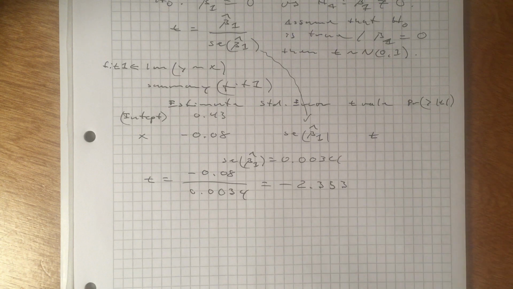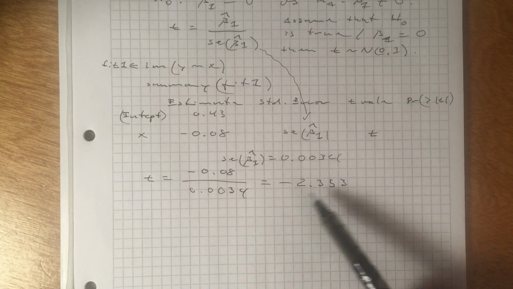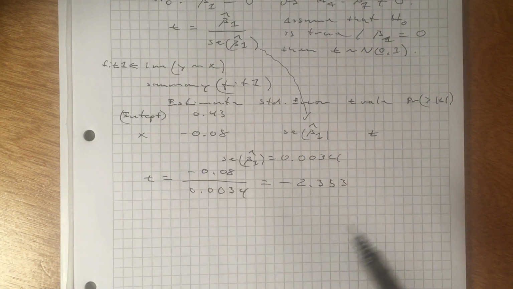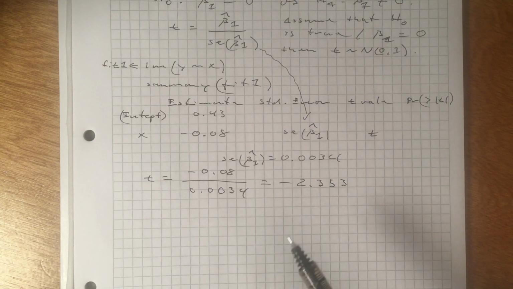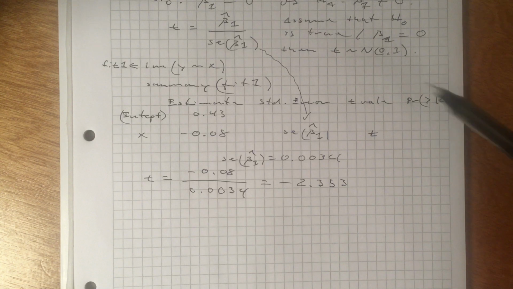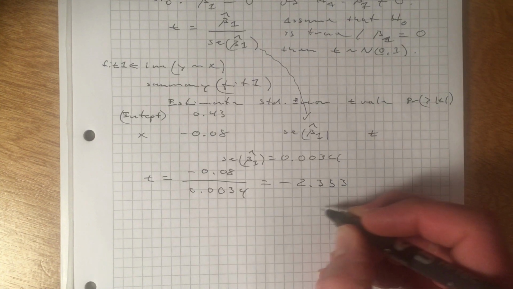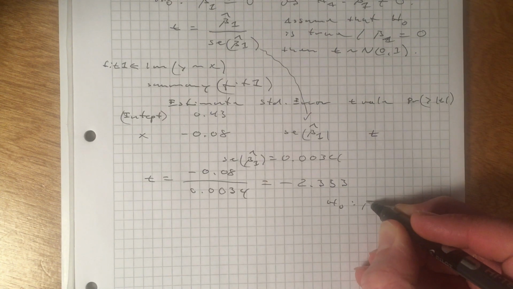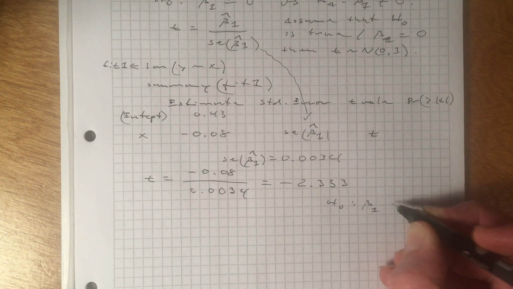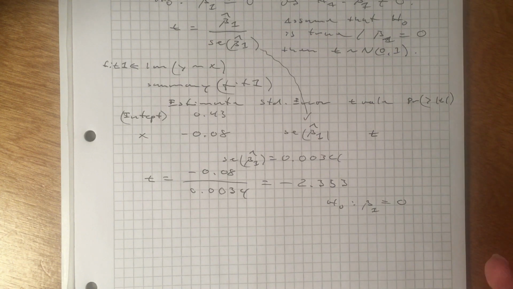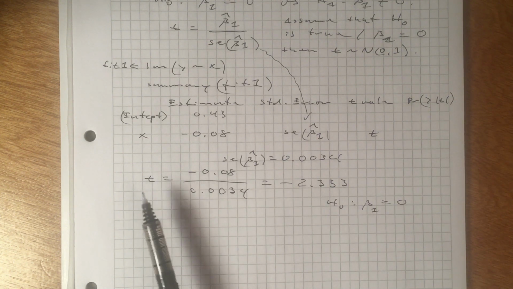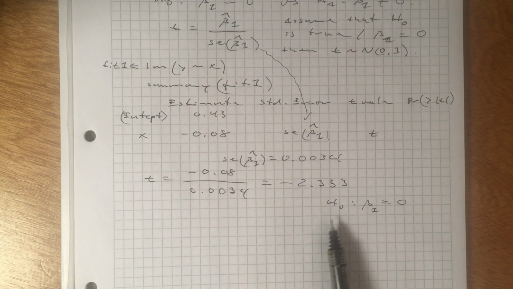Okay, so now the question is, well, since we know that t, we can regard t as a draw from a standard normal distribution, so this is just one realization now of a standard normal random variable. We can ask whether this is such a weird number that we'll stop believing in the null hypothesis, or if this is not so strange, so that we'll continue to believe in the null hypothesis.